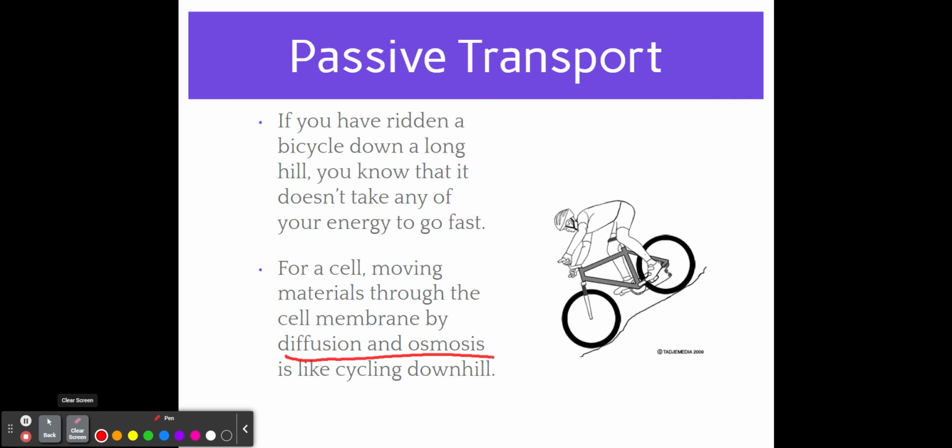Diffusion and osmosis is passive transport. No energy required. No energy. That's what you need to write, because it's easy. It's simple. It's passive, just like a passive person.